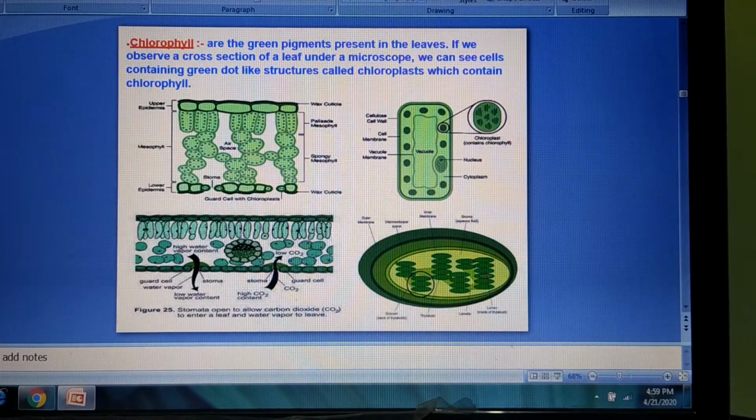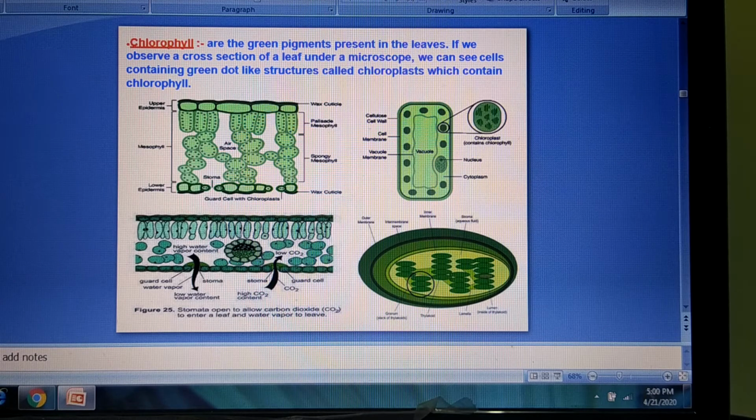Coming to this, where is chlorophyll present? Chlorophyll is present in the green leaves of all plants. In green plants we can find this chlorophyll pigment. It is green in color. It is a chemical substance called a green pigment, present in the leaves.